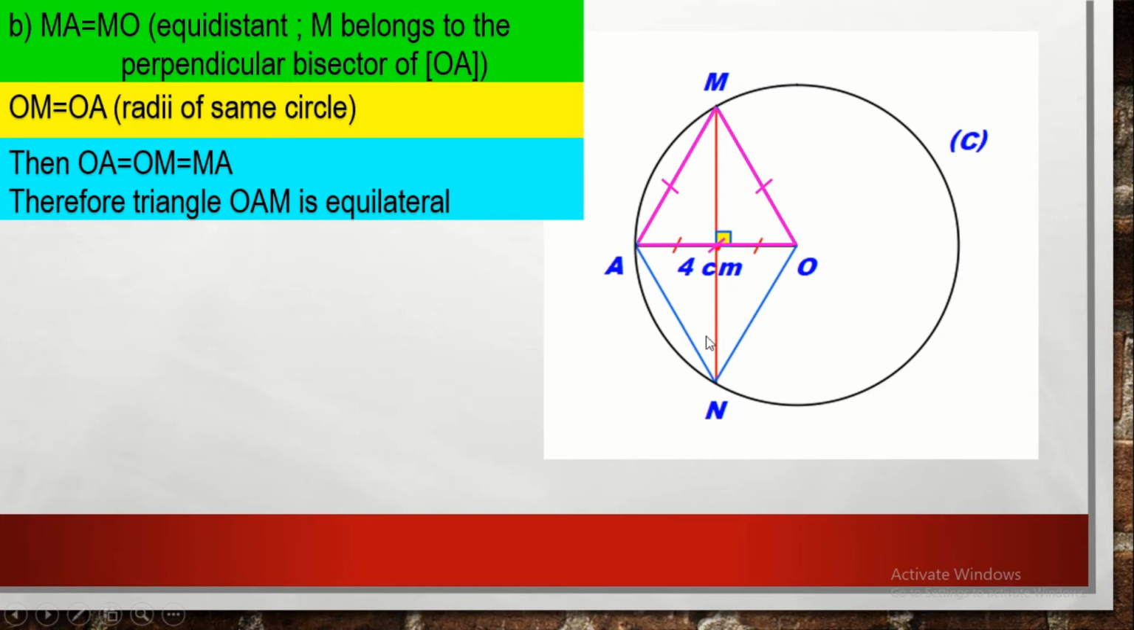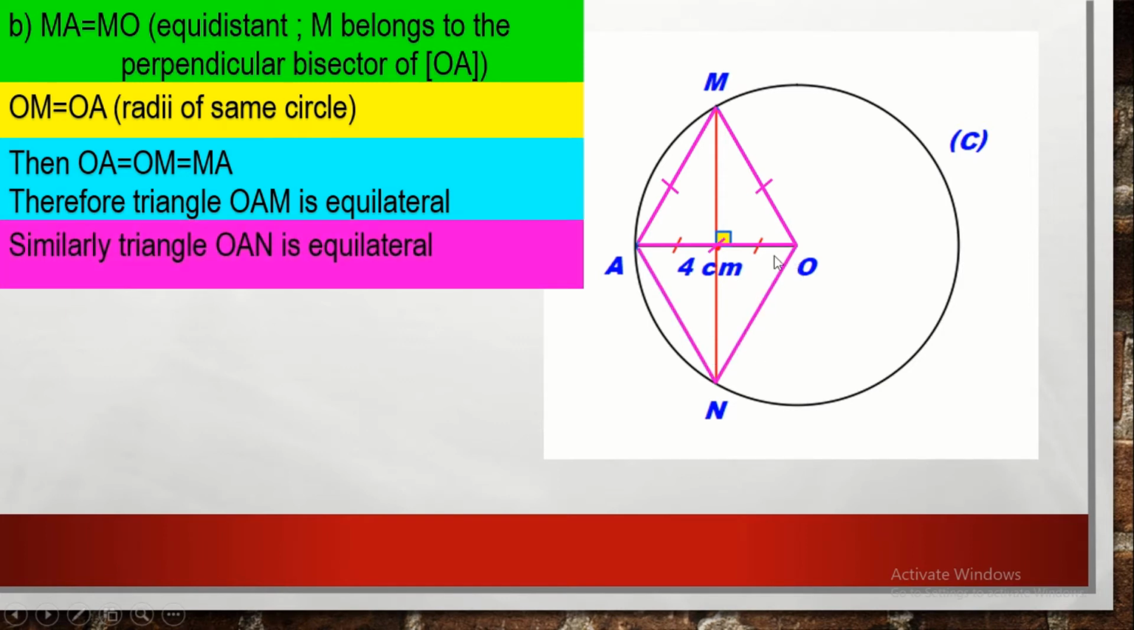By the same strategy, we have NA equals NO, equidistant. Also, we have ON equals OA, radii of the same circle. But instead of writing all the steps again, we can directly say similarly, triangle OAN is equilateral. Well, before moving to the other part, we should analyze our proof. Why do we prove them equilateral? We need to conclude that they have angles equal to 60 degrees each. Then each angle in each of the two triangles will be equal to 60 degrees.